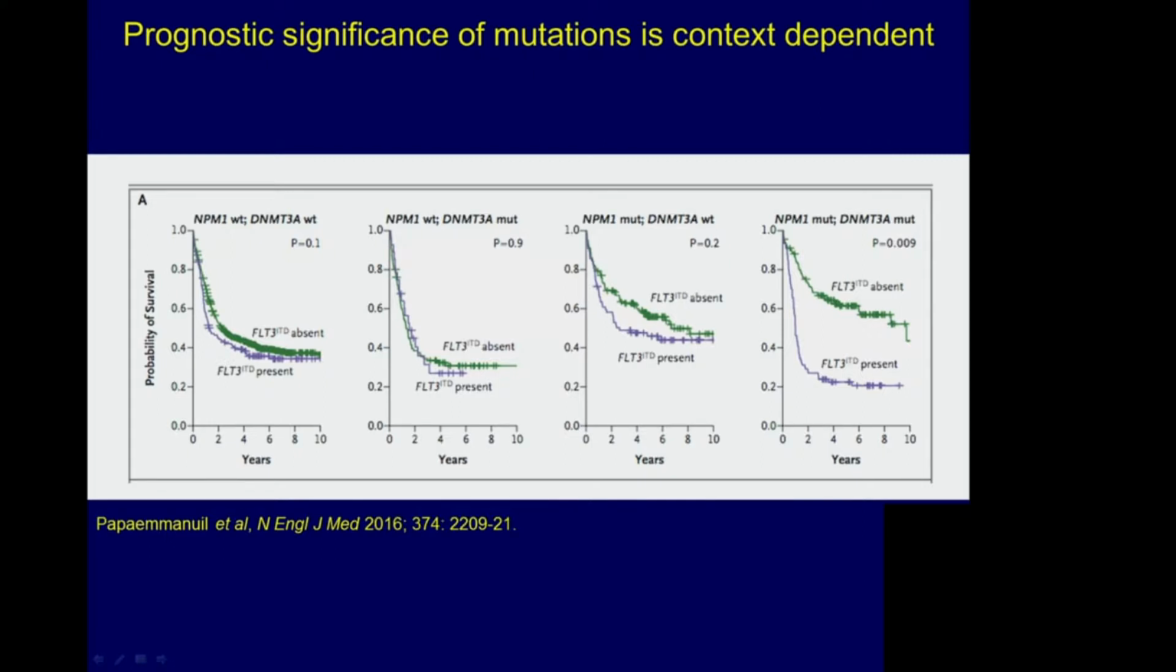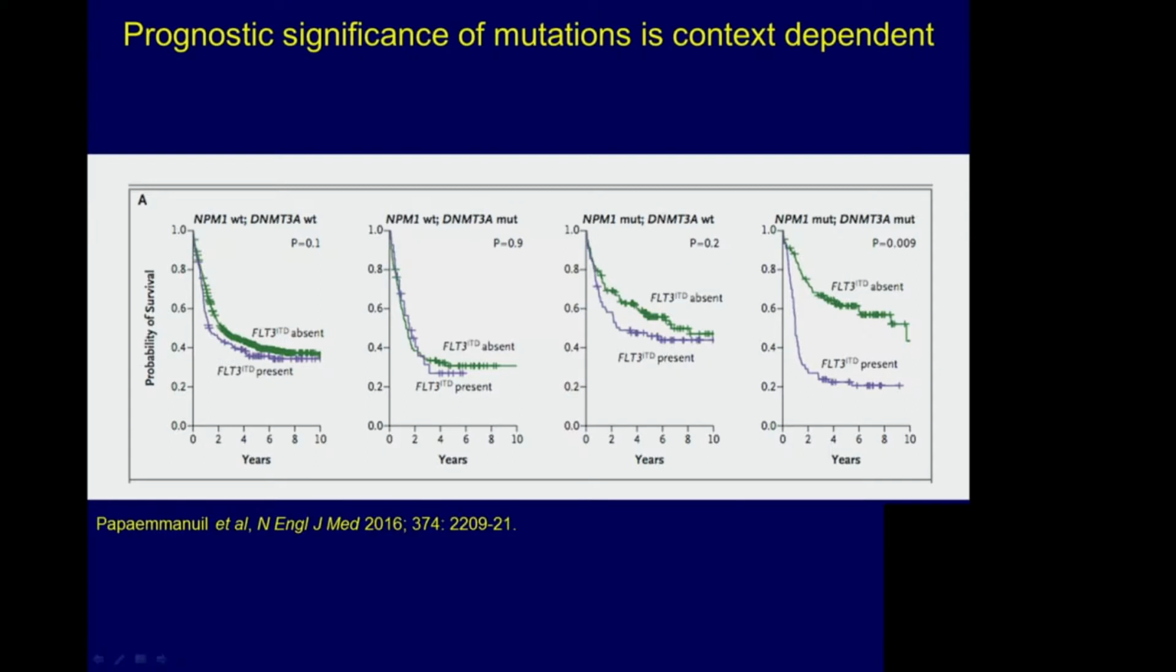And this is just looking at the 3 most commonly mutated genes, FLT3, NPM1 and DNMT3A. And what you can see from this figure is that FLT3 ITD, commonly held to be an adverse prognostic factor, actually only really has relevance in the context of a co-occurring NPM1 and DNMT3A mutation. And in all of the other mutational contexts, it loses prognostic significance.